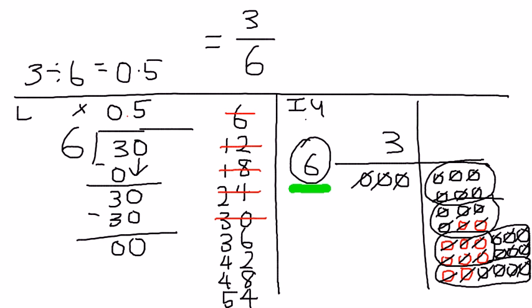In the first column, how many groups do we have? No, we have no groups. So it's a big fat 0. Now in the second column, how many groups do we have? Let's count, okay? 1, 2, 3, 4, 5. Okay, we have 5.